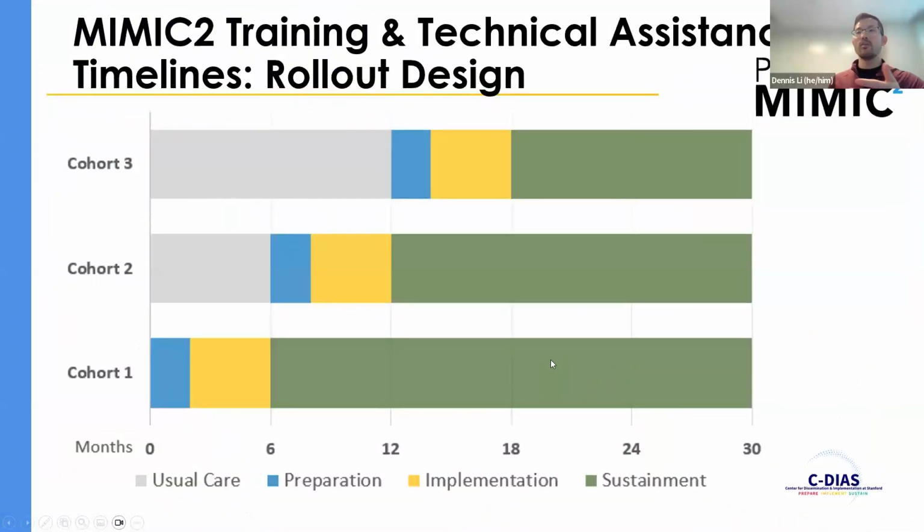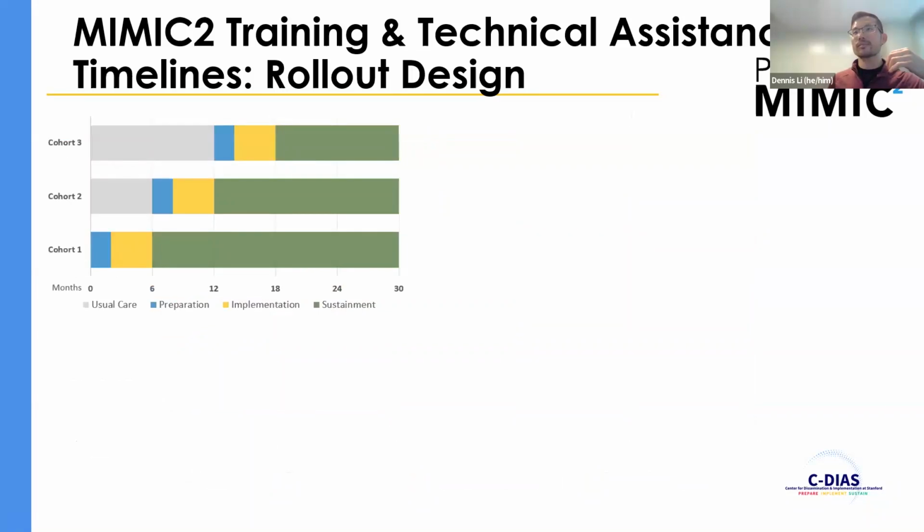And they set it up in a way where sites were assigned to 3 different cohorts. I believe there's 12 sites, so 4 each. Each one went through a preparation phase, did some implementation, and then there was a lot about studying sustainment. Whereas these gray boxes were the usual care or the waiting period before implementation started.